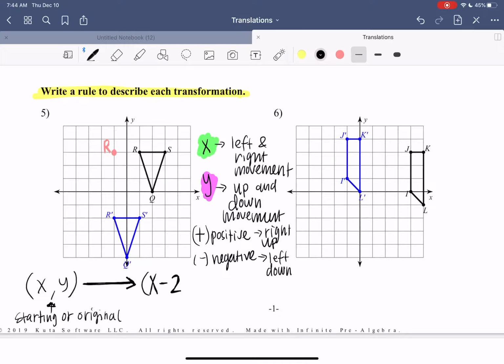All right, then our comma comes, because that's how coordinate pairs are written. And let's go back to our R to see how to get it to R prime. Now we're going to have to see how many units it takes.